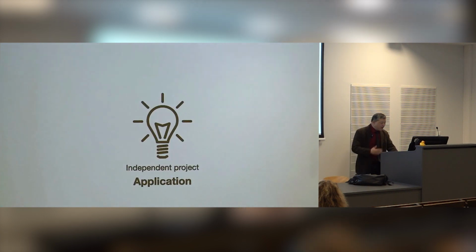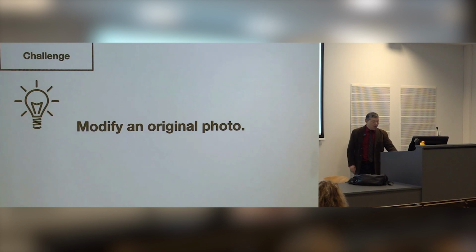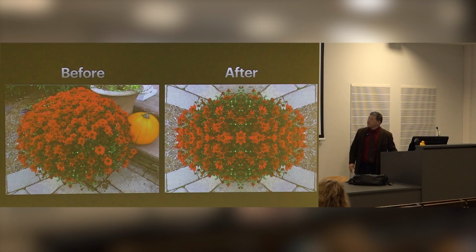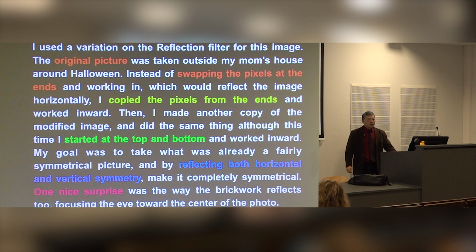So where we go after this independent project is we give kids the challenge to make something that's artistic. Modify an original photo using code. So they're going from the filter problem set, and actually this is our own twist on it. CS50 goes on from filter to the next problem set. We actually put in our own assignment after filter to say modify an original photo and then explain what you did in your own words.